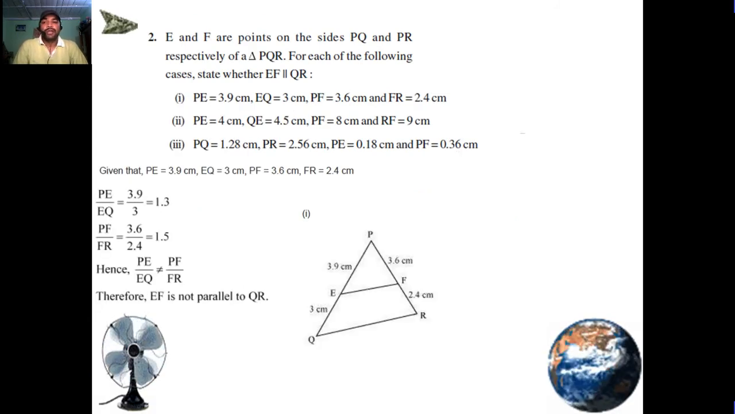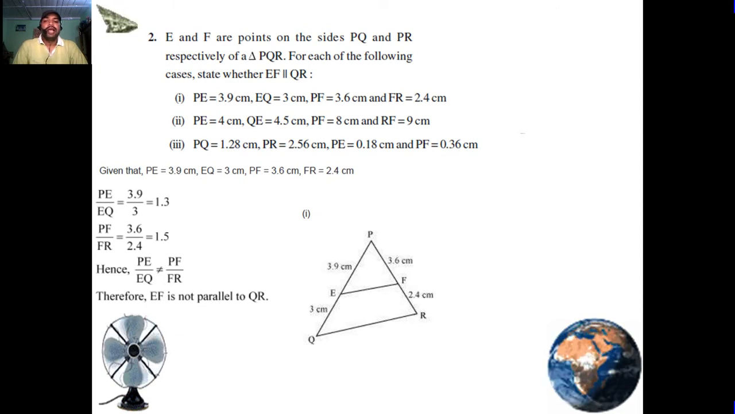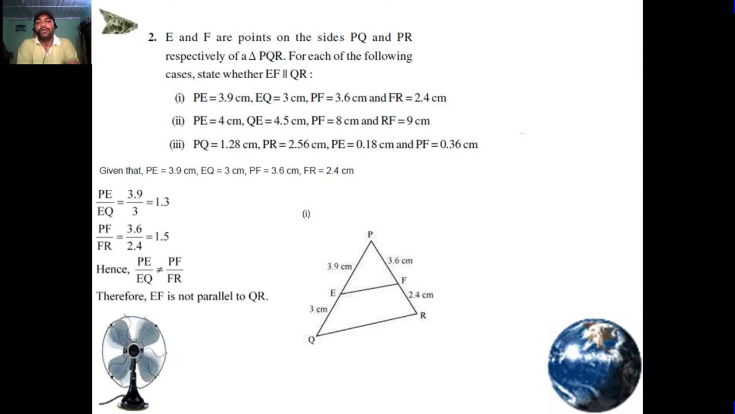Now students, question number 2. E and F are points on the sides PQ and PR respectively of a triangle PQR. For each of the following cases, state whether EF is parallel to QR. First, given PE is 3.9, EQ 3 centimeter, PF 3.6 and FR 2.4 centimeter. PE upon EQ is 3.9 upon 3, that is 1.3, and PF upon FR is 3.6 upon 2.4, that is equal to 1.5. Hence PE upon EQ is not equal to PF upon FR. Therefore EF is not parallel to QR. So this is the first.